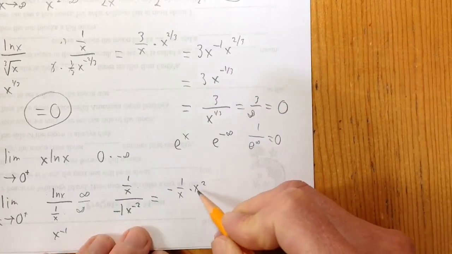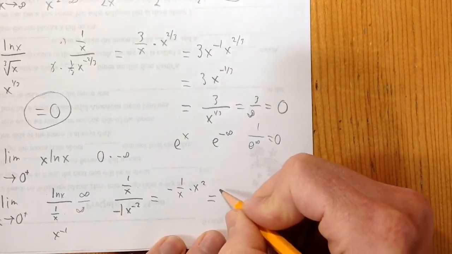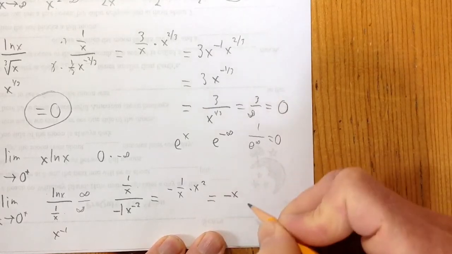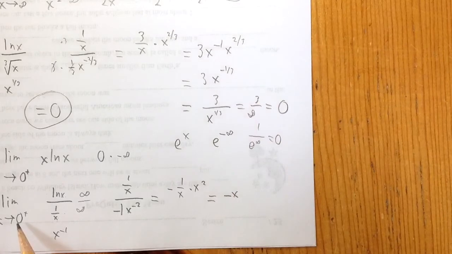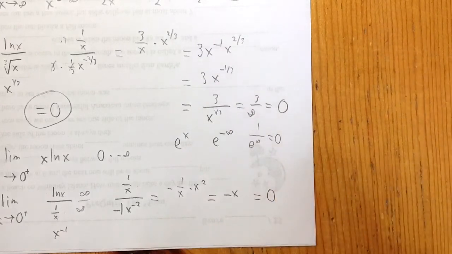So that's just x squared cancels out the x, so that's just negative x. So now we can plug in x equals 0 and nothing bad happens. And so we get 0. We get negative 0, but negative 0 is still 0. So the answer is 0.